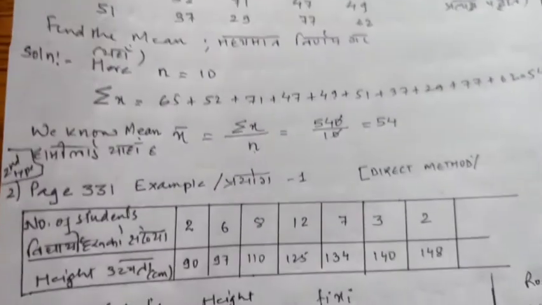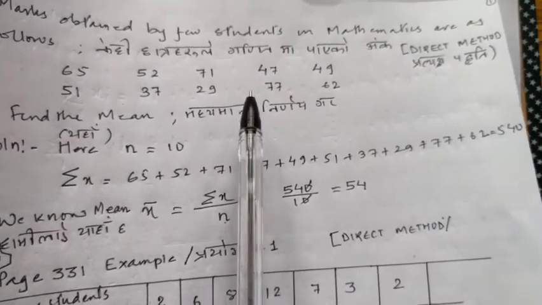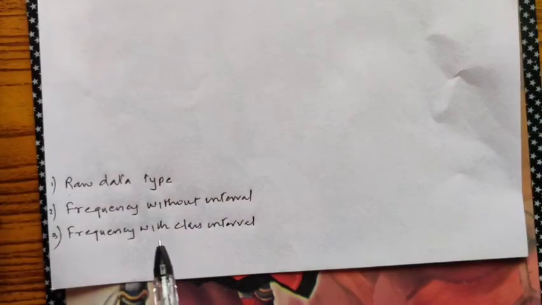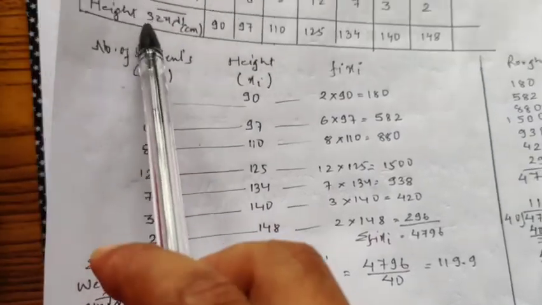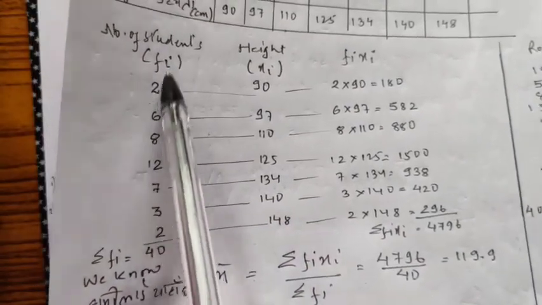Yes, this is the raw data type. Second, frequency without interval. Second was frequency but without interval, and I'll tell you what's interval. Now we'll go to the third type, where we'll have to find mean but when class interval is given to us. Okay, so what's a class interval? I'll tell you. You have learned it in class 9, but I know you have forgotten it.